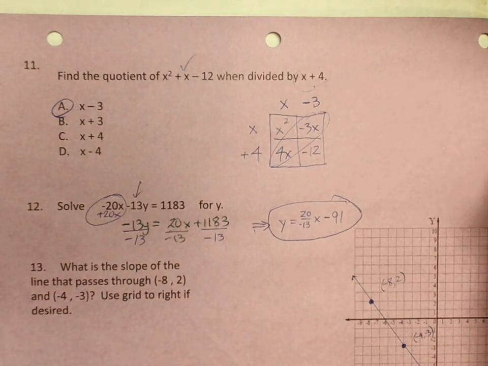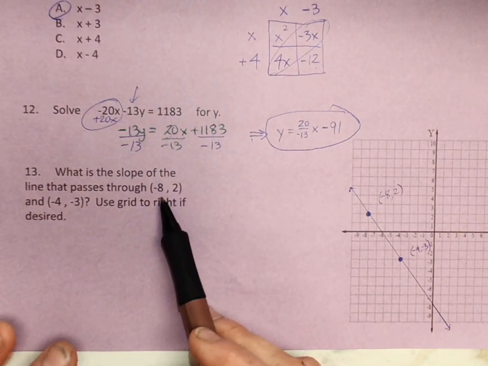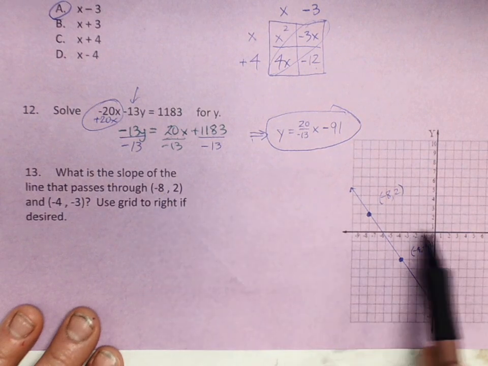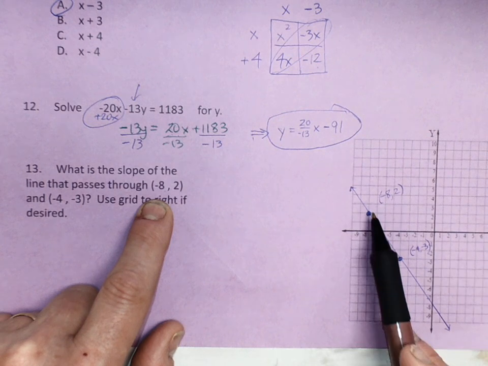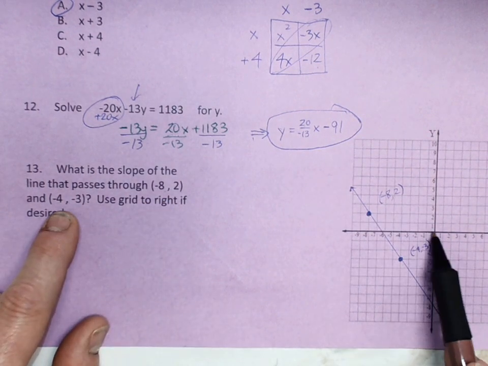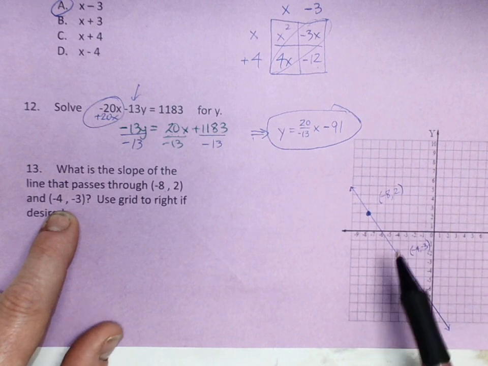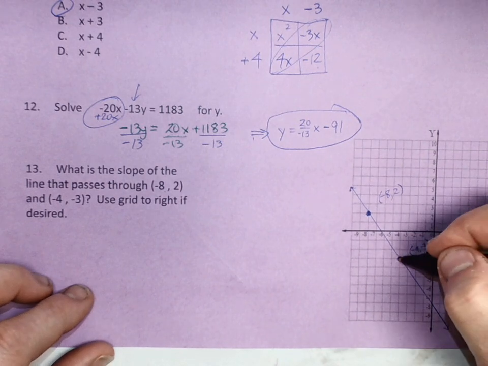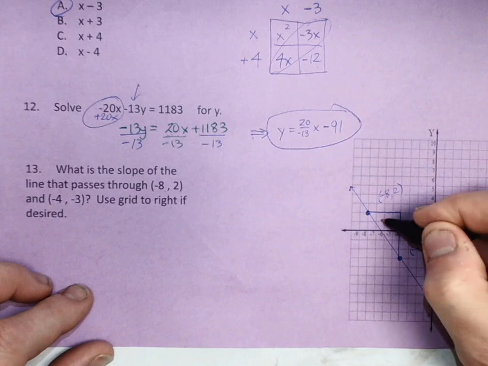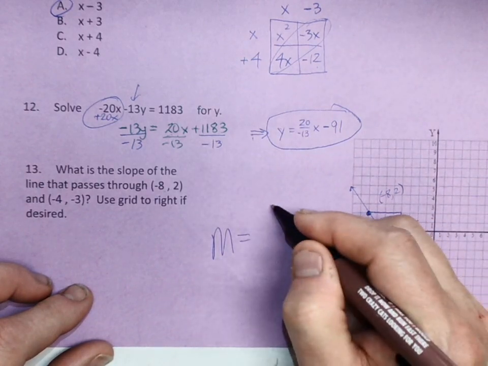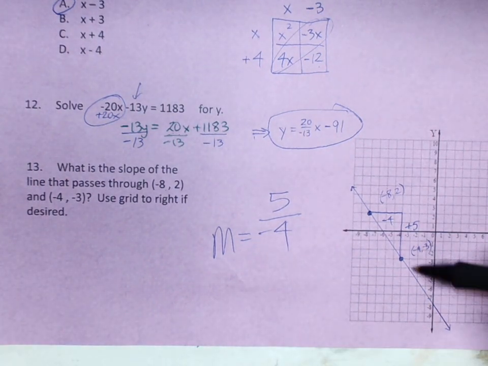And the last one, what is the slope? Please make sure you're plotting your points correctly. When you plot points, you start at the origin, -8, so I move to the left 8 and up 2, put a dot. Start at the origin, move left 4 and down 3. Notice this is a negative slope. I do a slope triangle. I go up 5 and left 4. So my slope is a -5/4. Remember, it's rise over run.